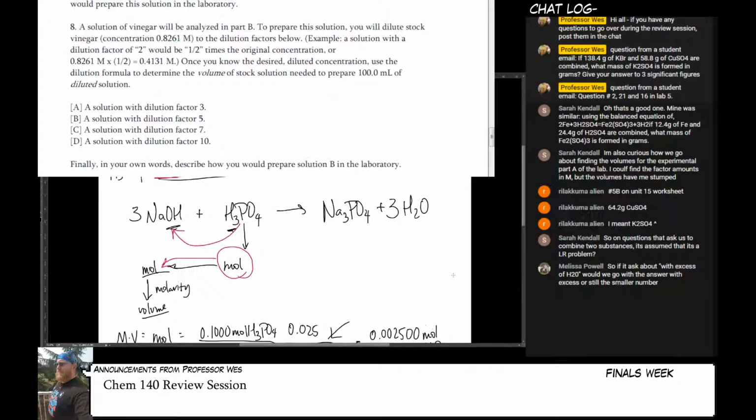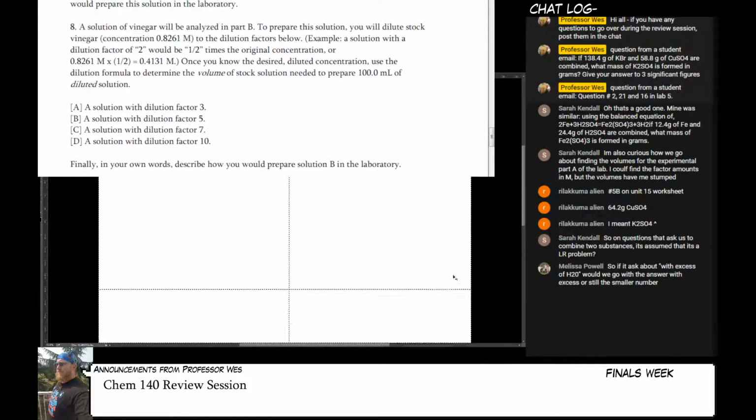All right. So what number 8 is asking you to do is I want to make 100 milliliters of diluted solution. So what that means is that if I go M, oops, I got to do it this way. If I make my little chart here, I want 100 milliliters of solution.